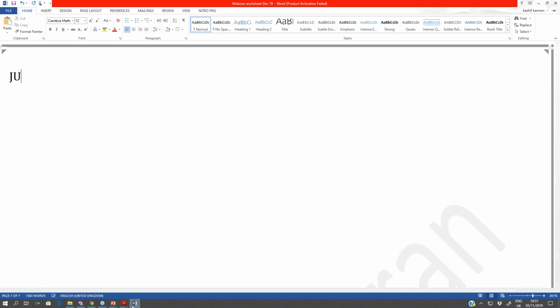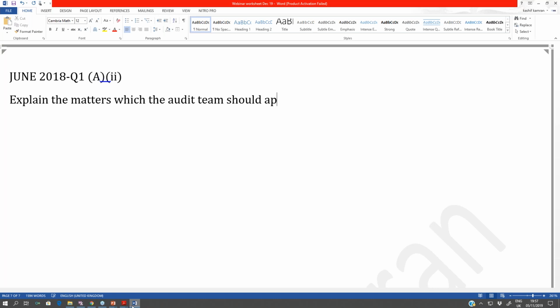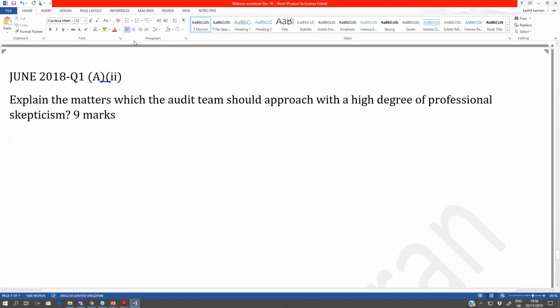Let's find the answer for this. June 2018, question number 1, A and A2. And this question is asking us to identify and explain the matters which the audit team should approach with a high degree of professional skepticism. And the examiner is giving us 9 marks for this. Now we know the marks allocation, how to do it. We have 9 marks, so that means 9 marks divided by 2 per point is equal to writing 5 valid matters, which can give us the 9 marks answer here.